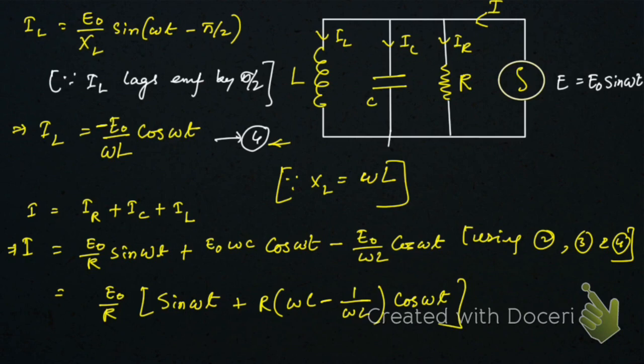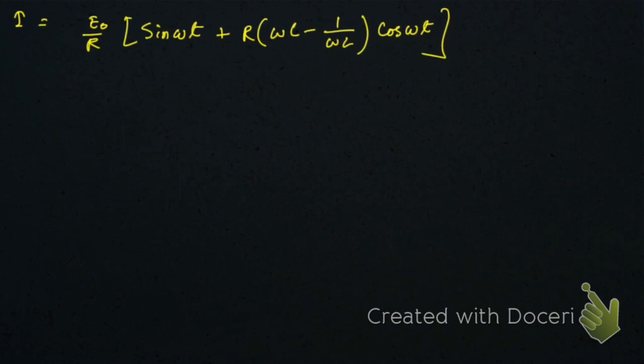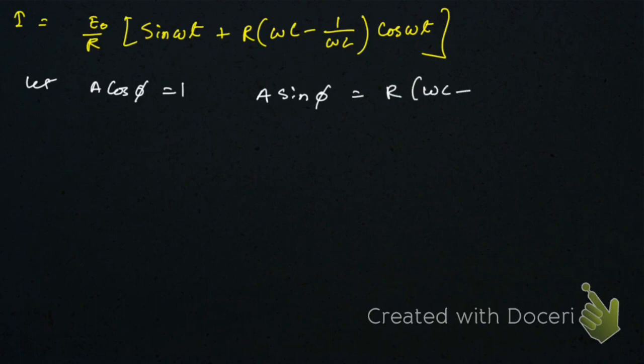So now let me write this on the next slide. Let me go to the next slide. Let me copy this first. Okay, so here is the new slide, and here is the last expression that we have got. So now you can see, let us consider that a cos phi is equal to 1, and this constant term, suppose a sine phi, is equal to R omega c minus 1 by omega L, right? Let me take that way. Then the above equation becomes E naught by R.